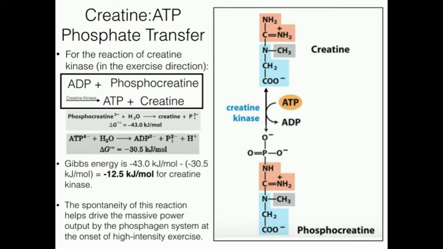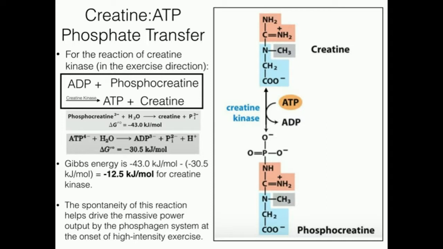So if we look at the reaction in the exercise direction, going from phosphocreatine to creatine, so we get that quick ATP synthesis from phosphocreatine, it turns out the overall Gibbs free energy of that reaction is negative 12.5 kilojoules per mole. Okay, so it's actually spontaneous in the exercise direction. So we store that phosphocreatine, then very quickly at the onset of very high intensity exercise, we transfer that phosphate back to ADP to make ATP, and then we have quick ATP.